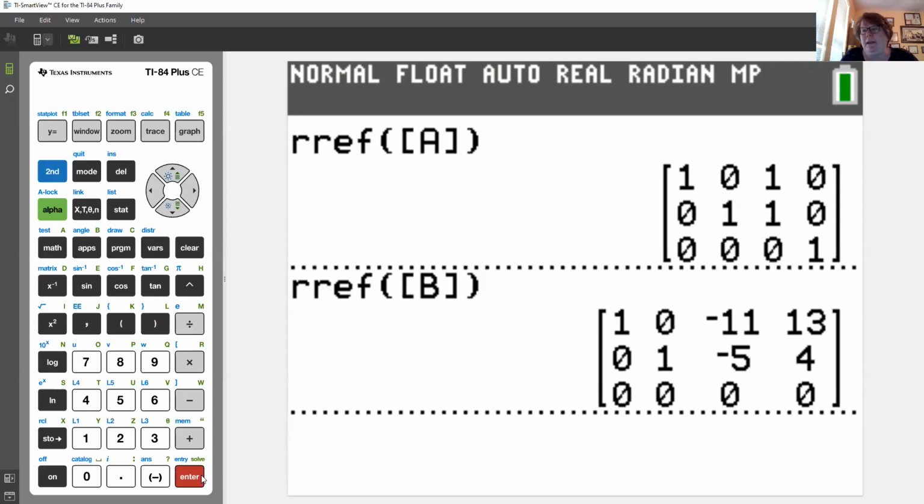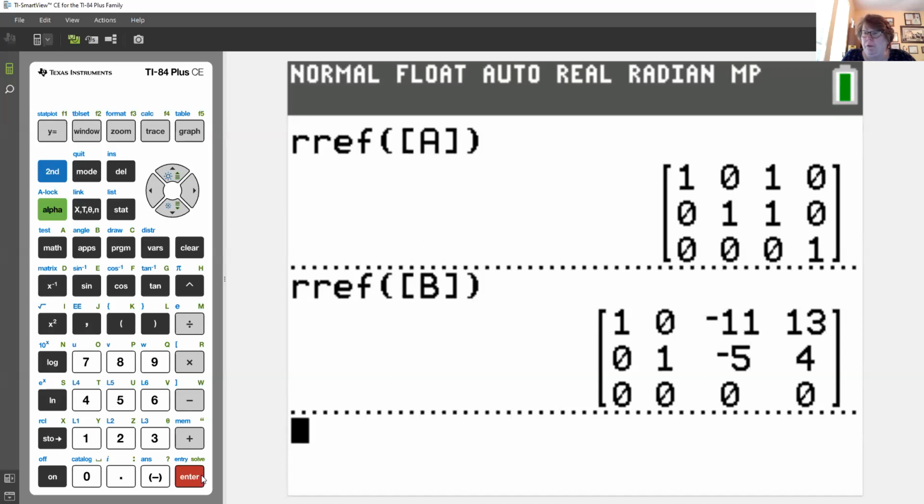All right, look at what happens here. Look at the third row. The third row is all zeros. If the third row is all zeros, that means this system is dependent. Two of my equations were actually the same equation. So there is no unique solution. There's actually an infinite number of solutions. So you have to write x and y in terms of z.